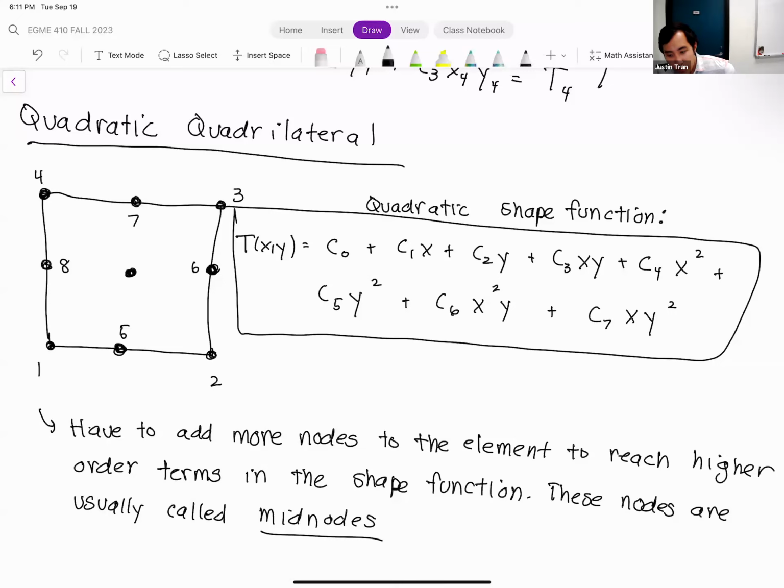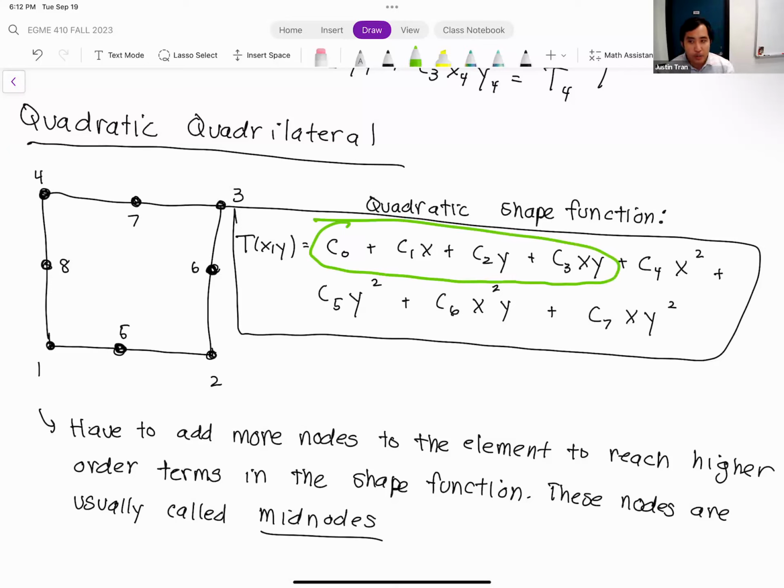Question in the chat. Why do we need to add more nodes? Yes, we need to add more nodes because we wanted to make our shape function into a quadratic function. We wanted to incorporate the x squared and y squared terms. And we weren't able to do that with the linear element, because with four nodes, we only have enough nodes to cover these terms right here.